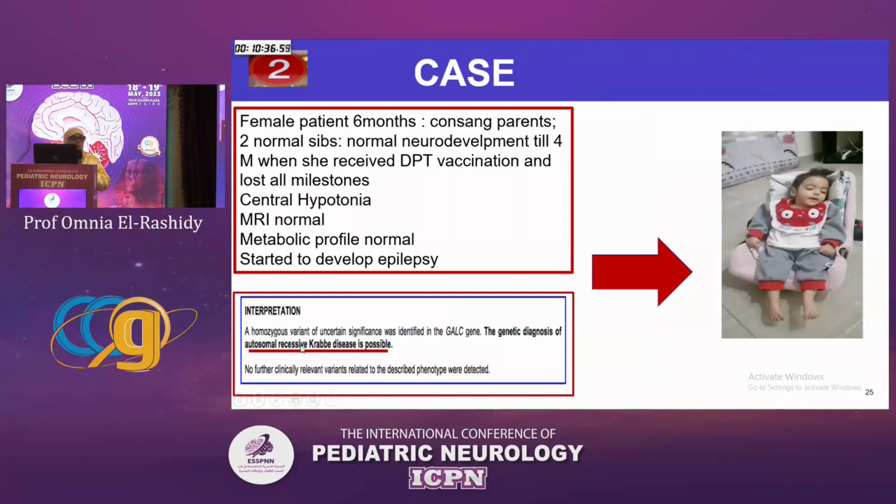The whole exome came back after 2 months. She was diagnosed with Krabbe disease. The MRI was normal at the start because they rushed rapidly to me after 15 days. Her MRI was still normal, so it takes time. This is a girl in severe agony, crying, screaming.